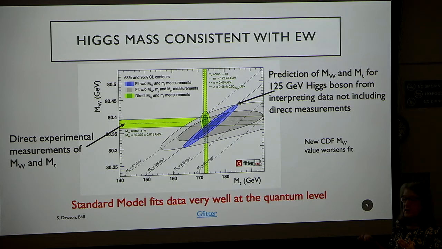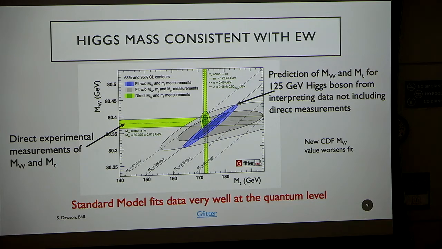And we'll fit to these measurements by letting MW and MT float. Everything else will be fixed, but we'll let MW and MT float, and we'll extract the best theoretical value of MW and MT, and that's this blue thing right here. So this is our prediction of where MW and MT would be from radiative corrections. And you can see that the W mass experimentally is a little bit higher than the fit here.